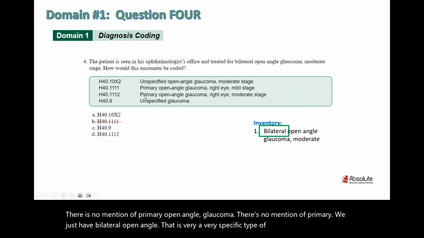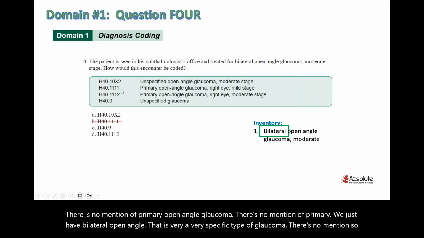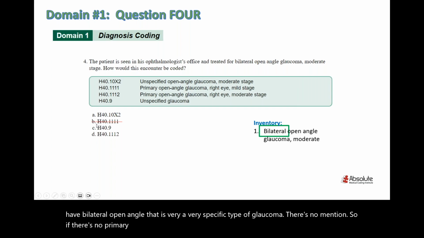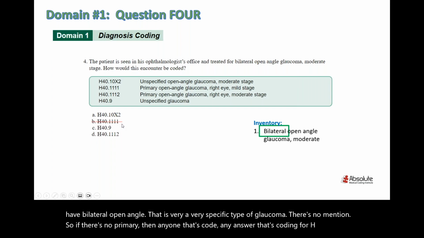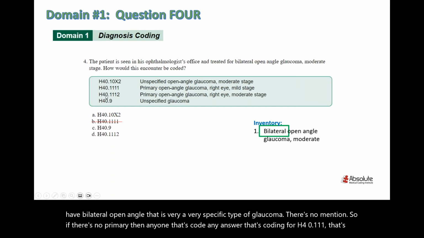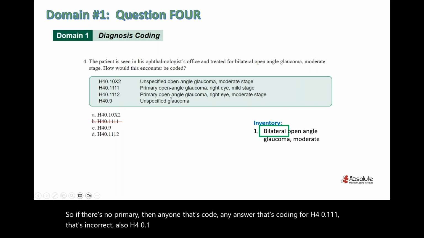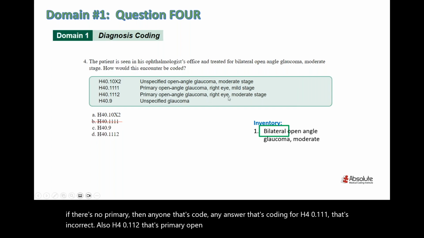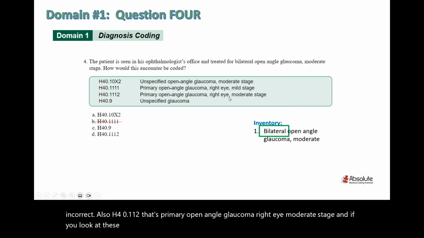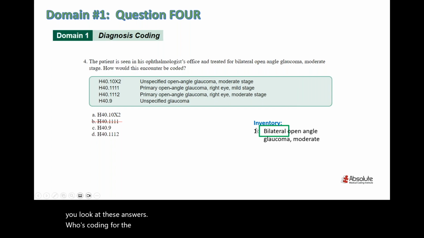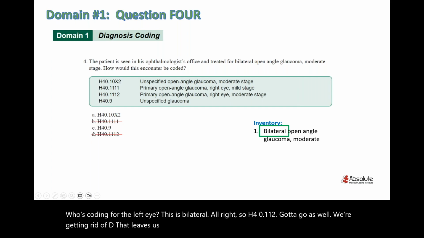There's no mention. So if there's no primary, then any answer that's coding for H40.111, that's incorrect. Also, H40.112, that's primary open angle glaucoma, right eye, moderate stage. And if you look at these answers, who's coding for the left eye? This is bilateral. All right, so H40.112 got to go as well. We're getting rid of D. That leaves us with A and C.